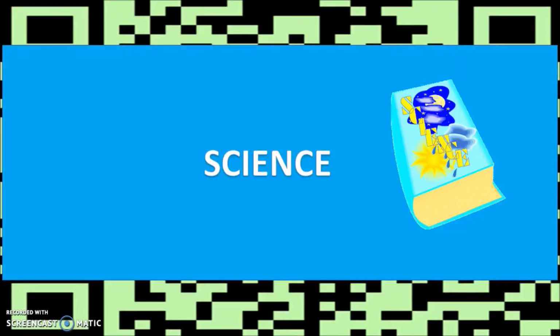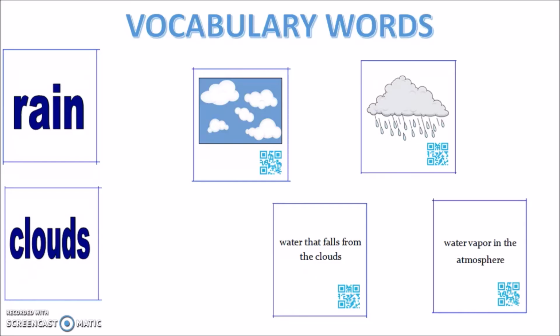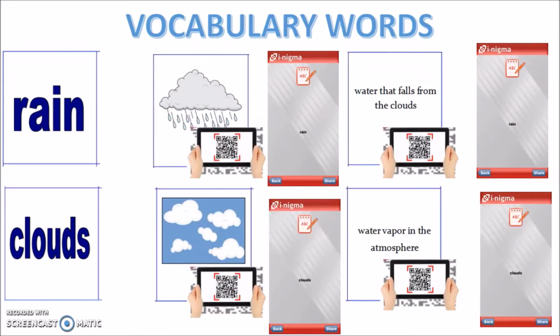Now we will look at activities for science. QR codes can be used to review vocabulary words. In this activity, students match cards with pictures and definitions to the card with the vocabulary word. Then they scan the QR code to see if they got them correct.